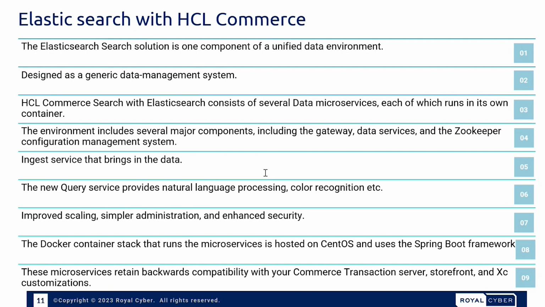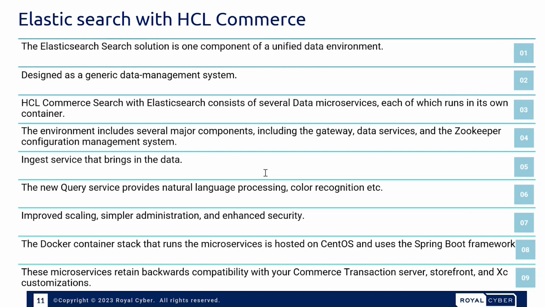The environment includes several major components, including the gateway, data services, and the Zookeeper configuration management system. Along with the ingest service that brings in the data, the new query service provides natural language processing, color recognition, and more. The HCL Commerce Search service introduced in version 9.1 provides you with improved scaling, simpler administration, and enhanced security.